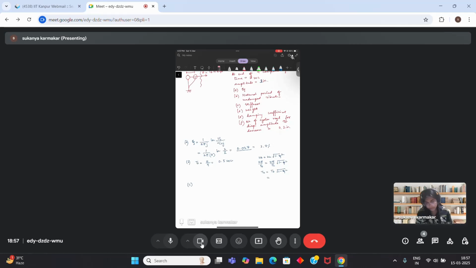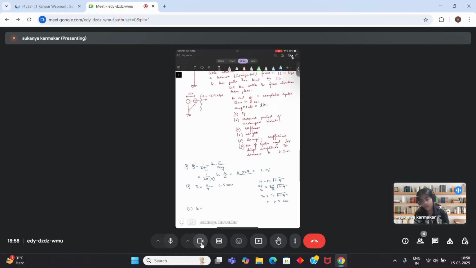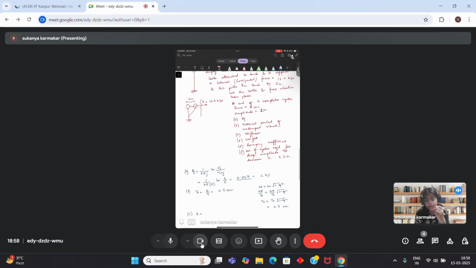Point 5. Td is almost equal to... Almost, ma'am. 2. Yes. So the next question is, how do I calculate the stiffness? Stiffness. Any idea?